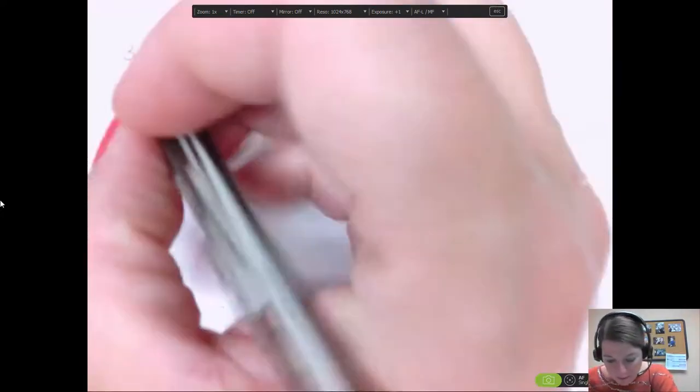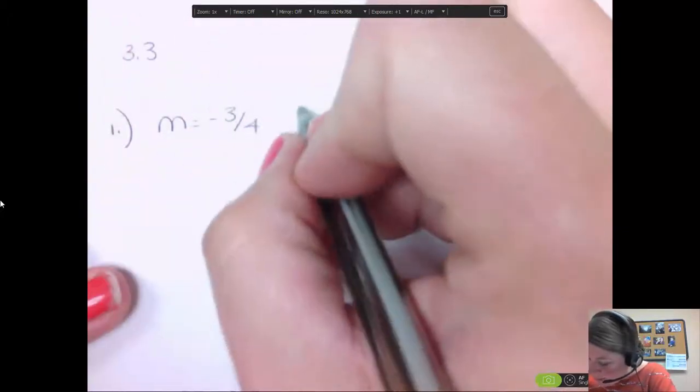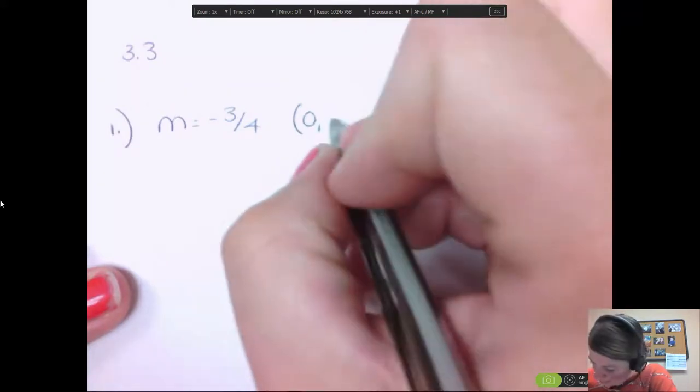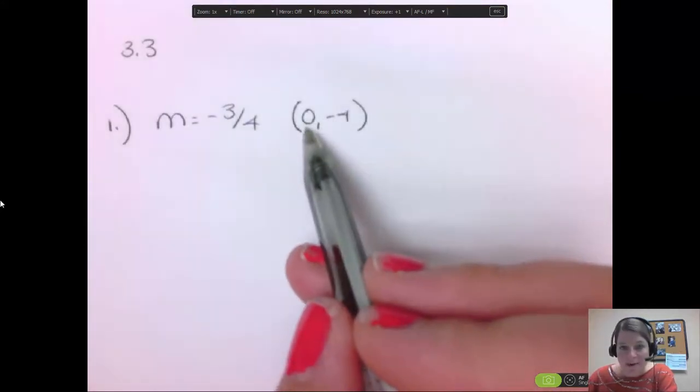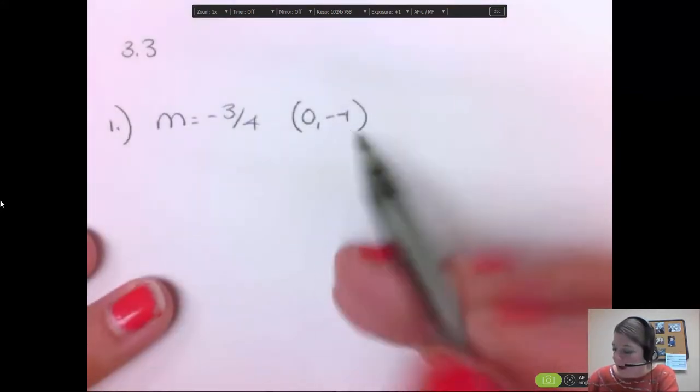So let me give you some examples of what you're going to see. You're going to get bits of information and then you have to write the equation. So what if I was given m is equal to negative 3/4 and I was given the point 0, negative 4? What are they giving you? They're giving you m, which is your slope, right? And then they're giving you a point 0, negative 4. But what is 0, negative 4? It's your y-intercept. So when x is 0, that's your y-intercept. So it gave you the y-intercept.